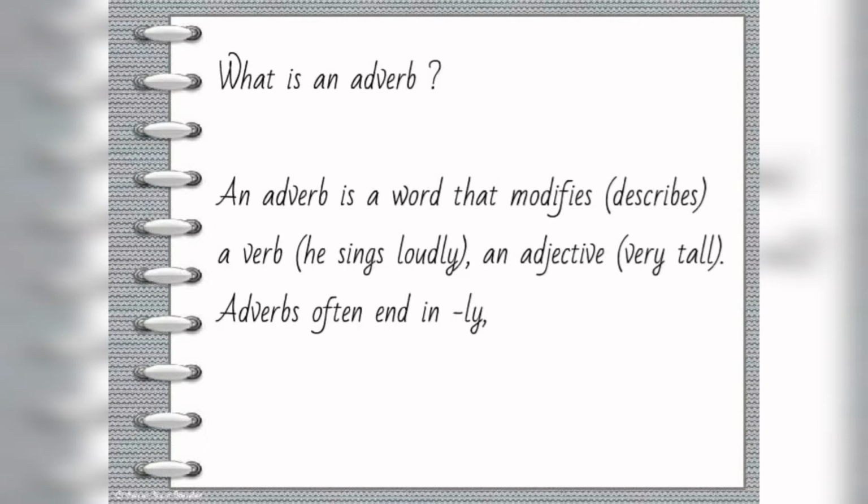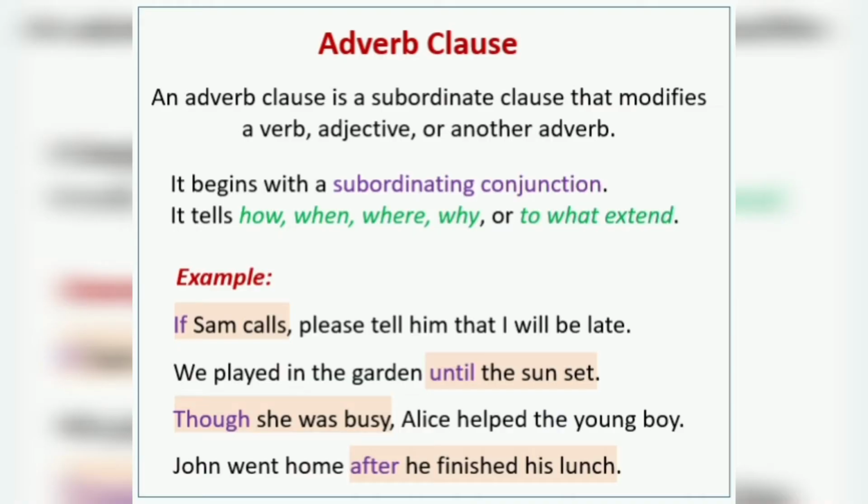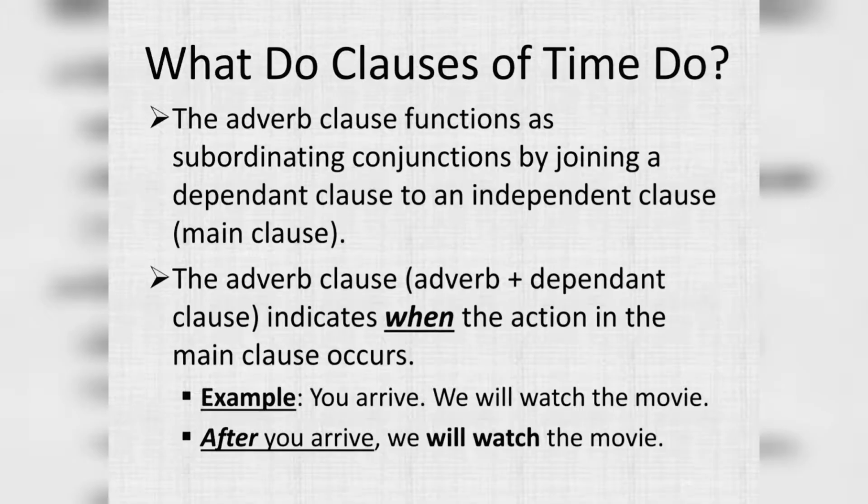Now we are focused on time conjunctions. It's like when, as soon as, till, until, after, before. The thing to remember about adverb clauses, so what makes them different from noun clauses or adjective clauses? That it begins with a subordinating conjunction or time conjunction. What do clauses of time do? The adverb clause functions as a subordinating conjunction by joining a dependent clause to an independent clause.